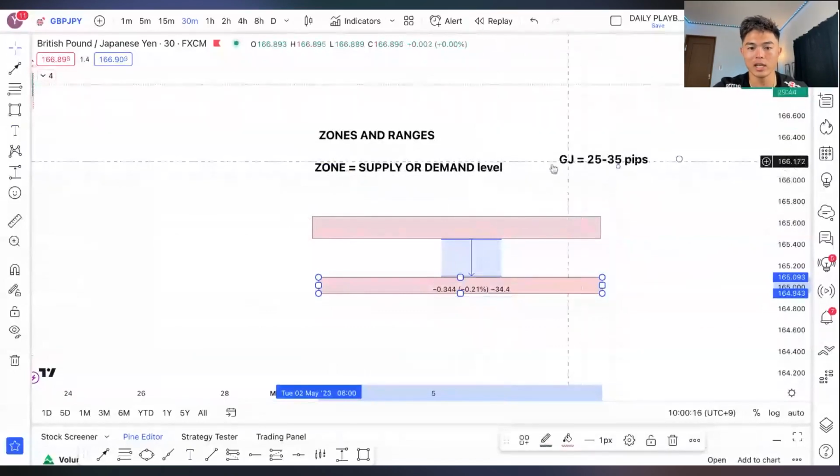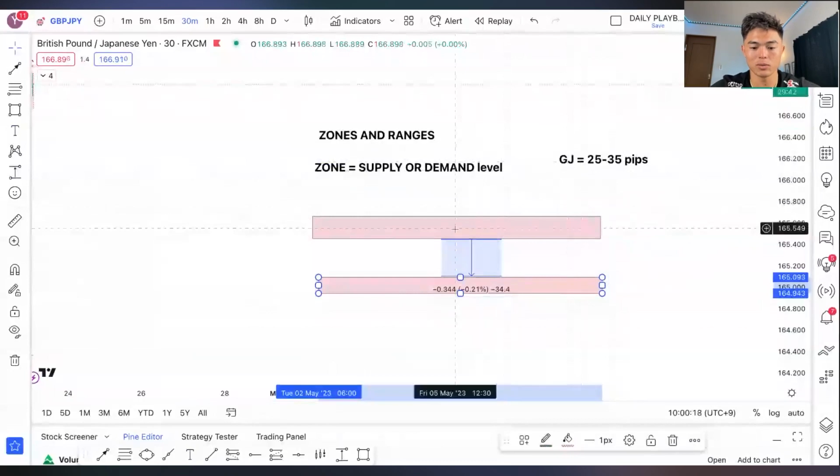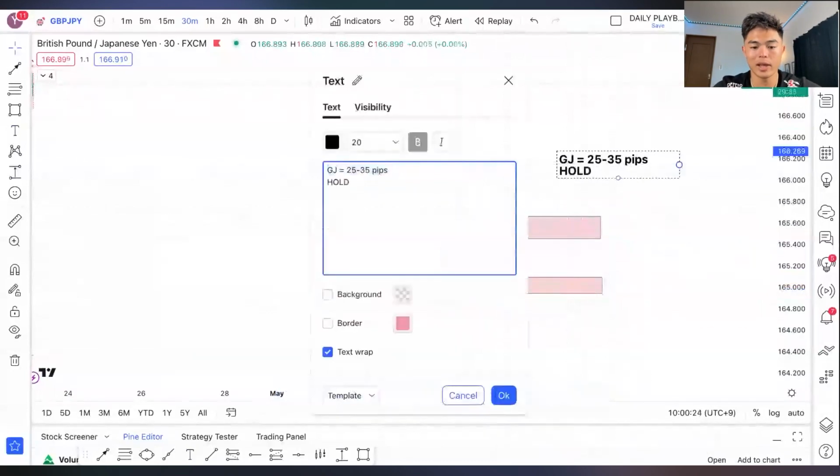So that's for GJ. The other pair that I trade is gold. For gold, I like to have anywhere from 35-plus pips, because there's not really much of a difference after about 35 pips, but the more the better.